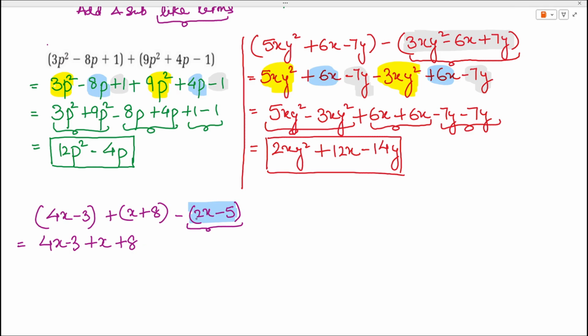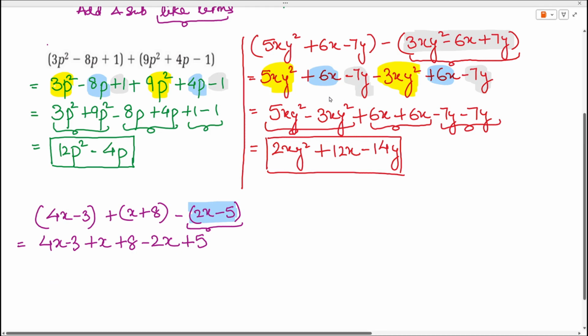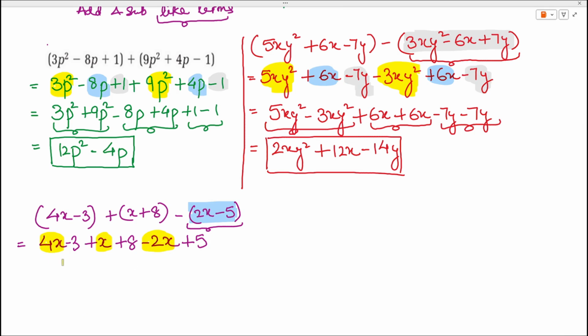So this 2x right now is positive. It will become negative, and this negative 5 becomes plus 5. Now we'll have to first identify the like terms because we can add and subtract only the like terms. This 4x, x, and negative 2x are like terms because they all have the variable x, and negative 3, 8, and positive 5 are another set of like terms as they are constants. They do not have a variable.